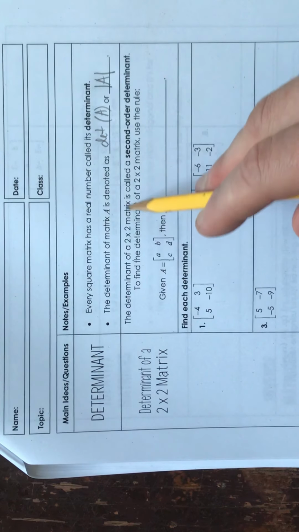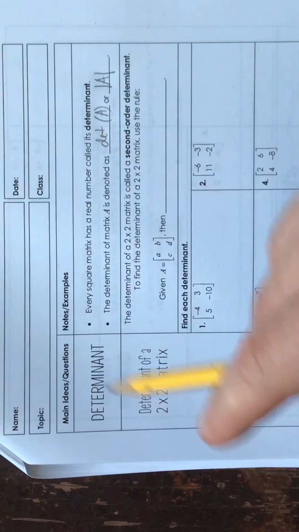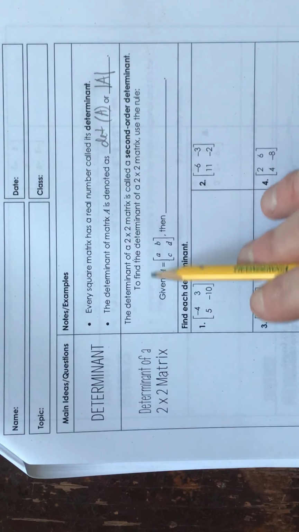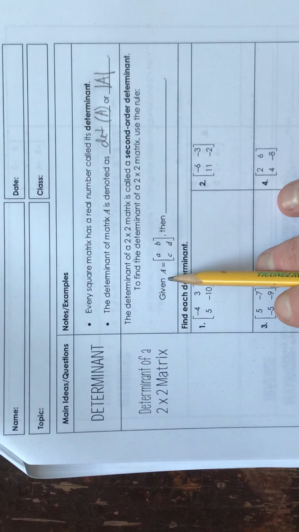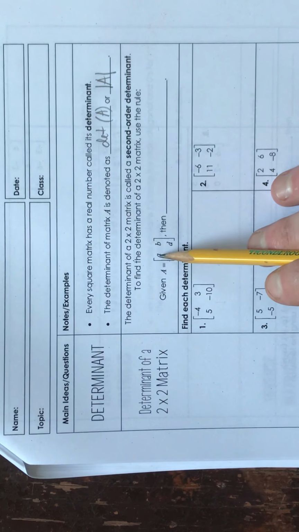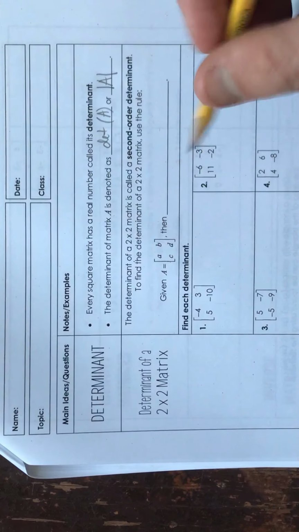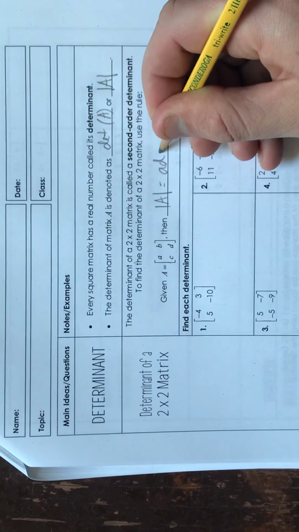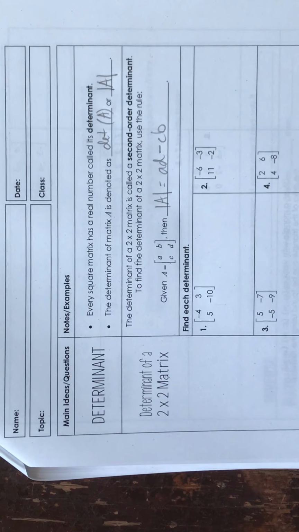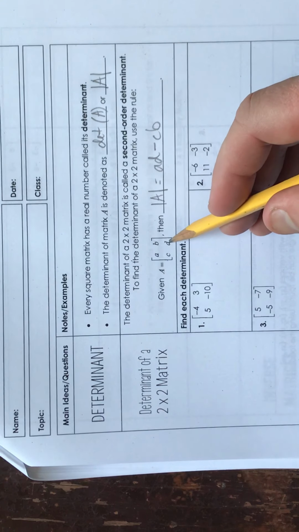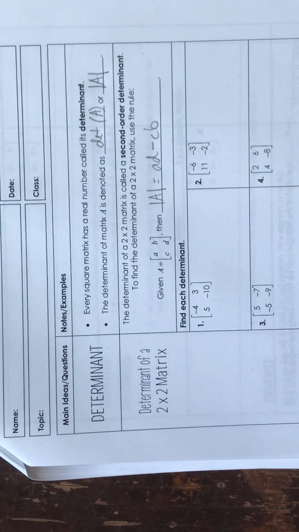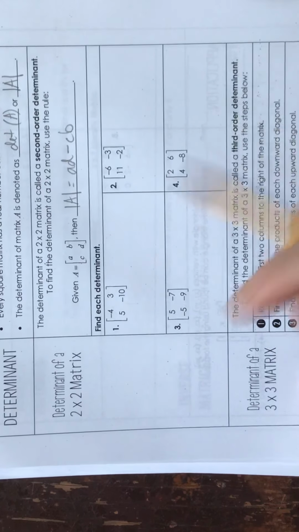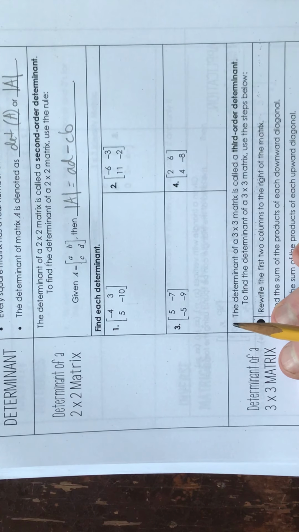When we're dealing with a 2 by 2 matrix, because remember the determinant only happens with a square matrix, so the same number of rows and columns, we call it a second order determinant. To find that determinant, we use this rule. Given that we have a matrix A that has elements a, b, c, and d, our determinant is equal to ad minus cb. We take this element times this element and subtract this element times this element. So let's find the determinant for these 2 by 2 matrices below.